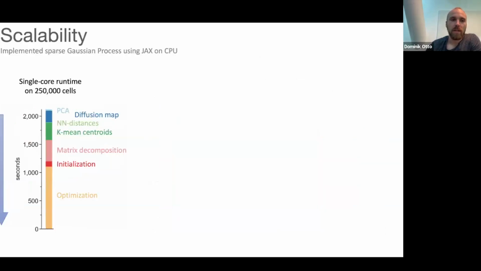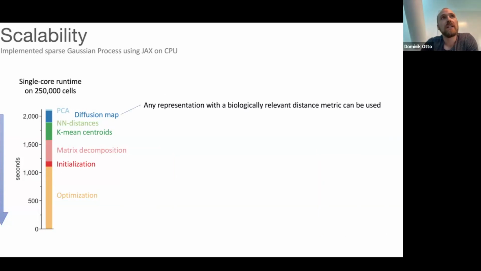We also looked at the scalability of this approach. So first up, here's an example of the runtime this algorithm needs for 250,000 cells. And we split up the runtimes in several steps, including the pre-processing steps, which are PCA and the diffusion maps, which we use to represent cell states. Of course, the diffusion maps aren't required. You can use any cell state representation that you would like. There's also no constraint on the dimensionality of this representation.